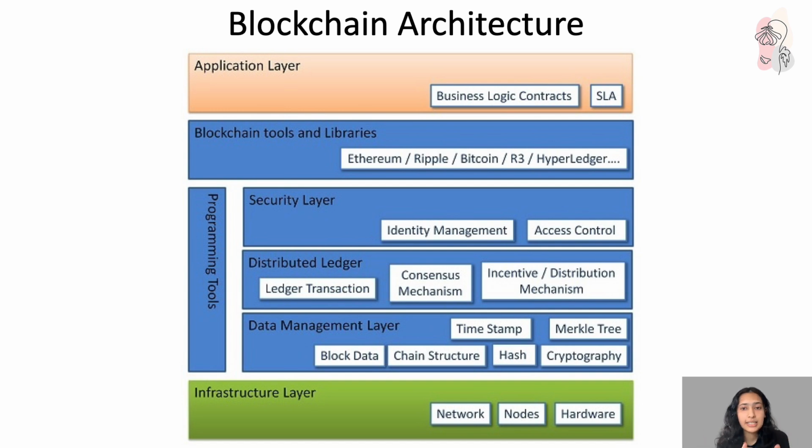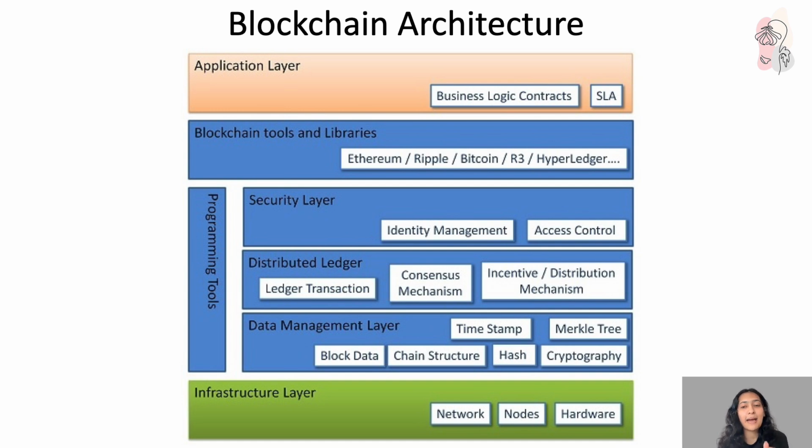Coming to the next, that is the distributed ledger layer. It stores all transactions across all nodes, keeps them synchronized and tamper-proof through consensus. We also studied the incentive distribution mechanism in this layer.